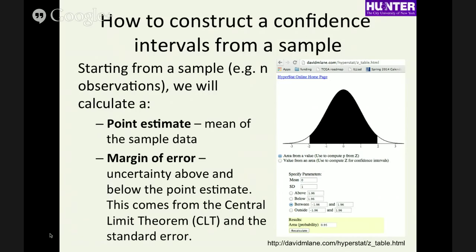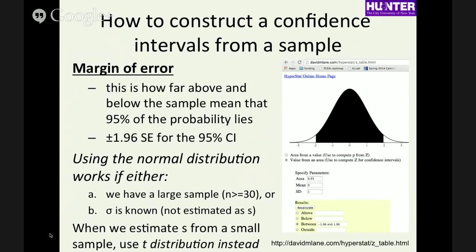And then we're going to use the central limit theorem and that part 2 that related the standard error to the standard deviation and calculate a margin of error. And I'll show you how to do that. So the margin of error is how big the confidence interval goes above and below the point estimate. So this is just an example of a 95% confidence interval. It's how far above and below 95% of the probability in the sampling distribution lies.